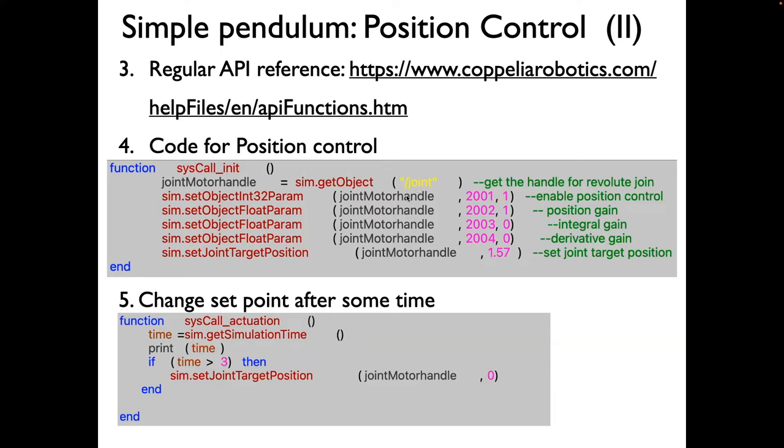Then we'll set a position controller using these four lines of code. Set it up, set the position, integral, derivative gain. And then finally, using the function set joint target position, we'll set the pendulum to go to 1.57 radians, which is 90 degrees. After this, I'll show you some fun stuff: after 3 seconds, we'll tell the pendulum to set a new target position at 0 degrees. So it'll go from 90 degrees to 0 degrees. Let's see how to do this.